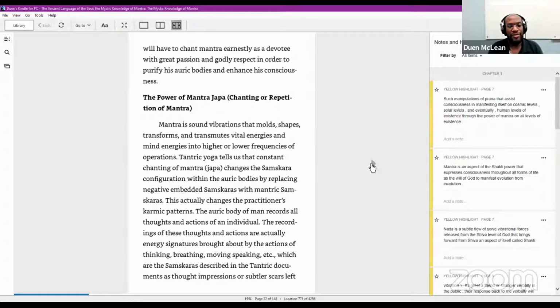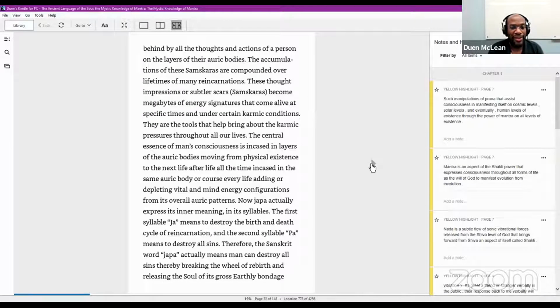The auric body of man records all thoughts and actions of an individual. The recording of these thoughts and actions are actually energy signatures brought about by the actions of thinking, breathing, moving, speaking, etc., which are the samskaras described in the tantric documents as thought impressions or subtler scars left behind by all the thoughts and actions of a person on the layers of their auric bodies.